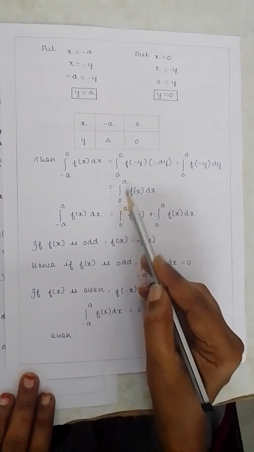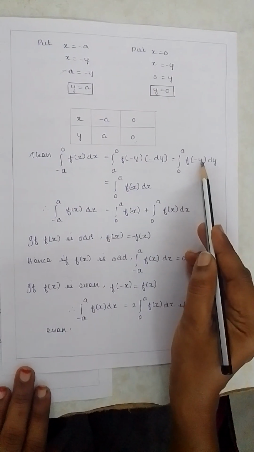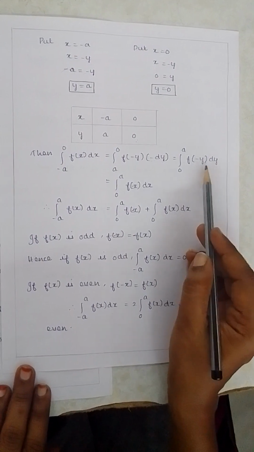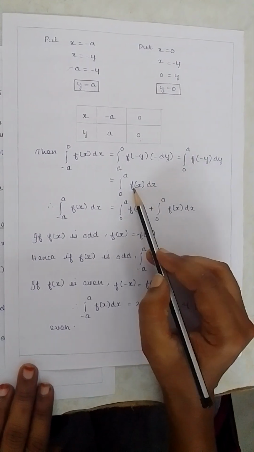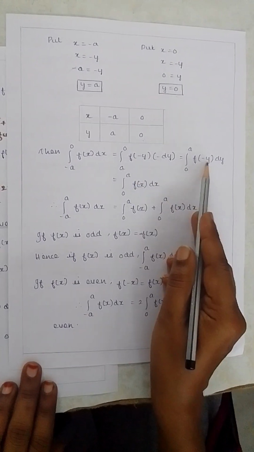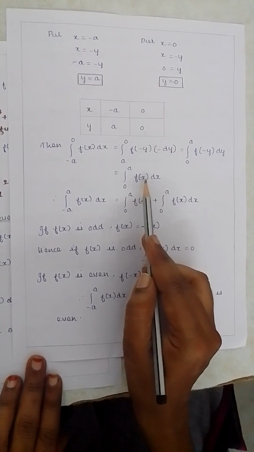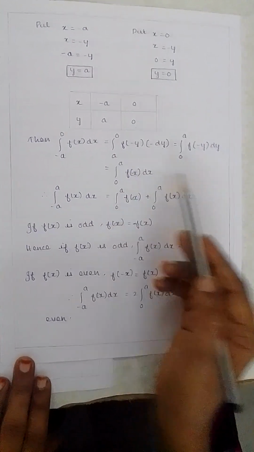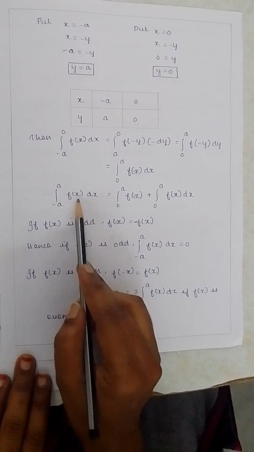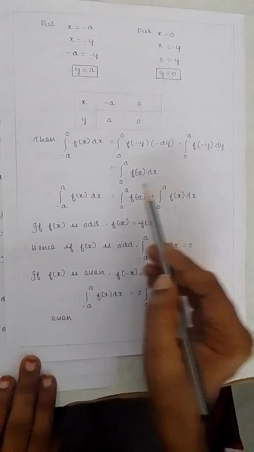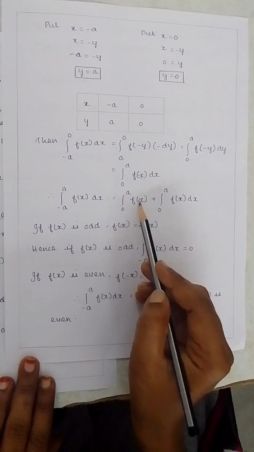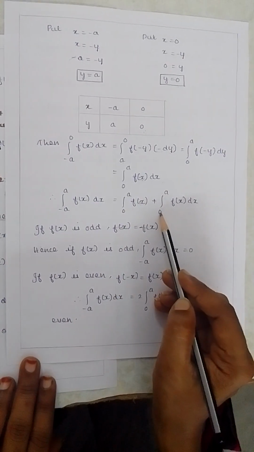Now you have to see 0 to a. The variables are the same, no? So instead of y you write x. So f of minus x dx. So the integral from minus a to a of f of x dx is the first integral, 0 to a f of minus x dx, plus the second integral, 0 to a f of x dx.